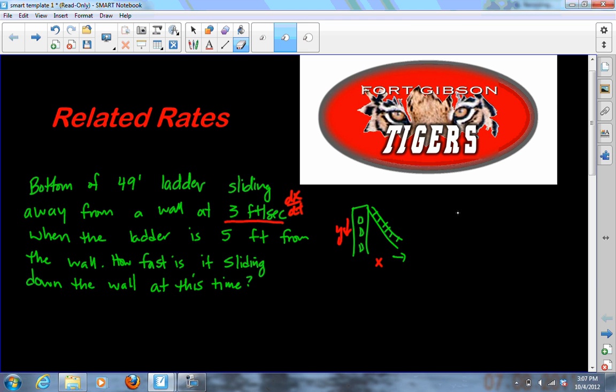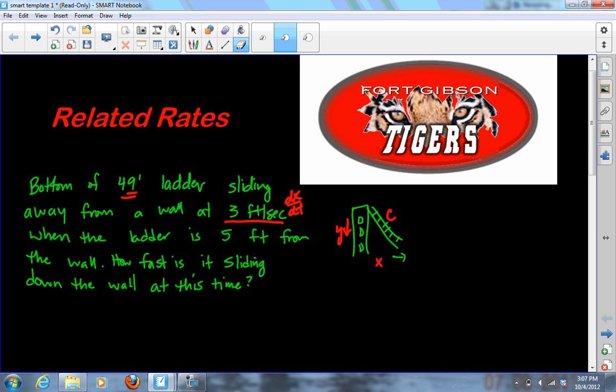And what else about this problem? I see that I'm talking about at the instant when the ladder is 5 feet from the wall. So at x equals 5, we'll call this c up here, sort of like Pythagorean theorem, a squared plus b squared equals c squared. We know that this distance is always 49 feet. It's a 49-foot ladder. So that's just some information about this problem.